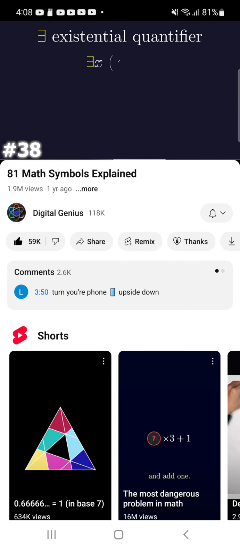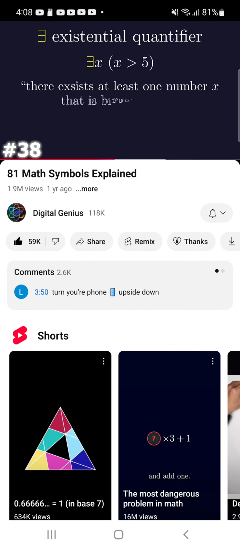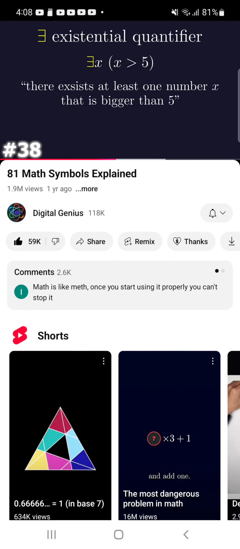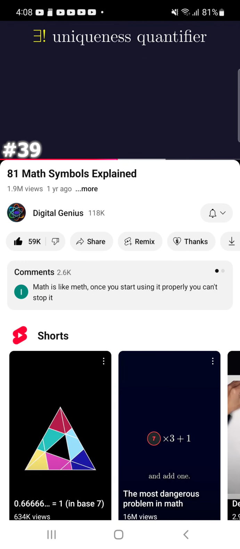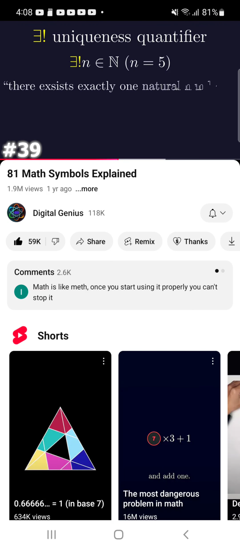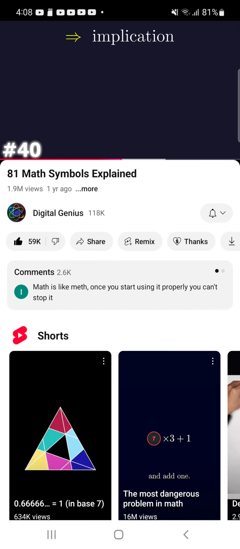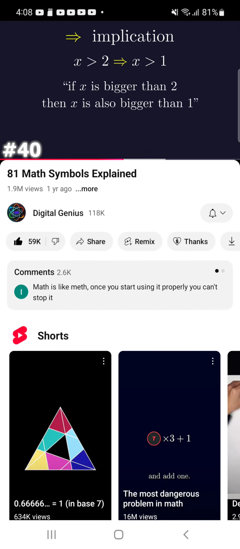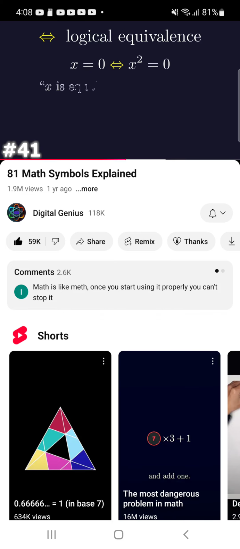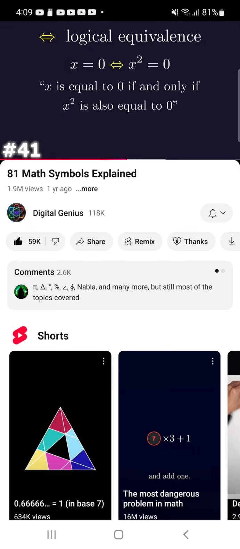The existential quantifier asserts that there exists at least one element in a given domain for which a particular statement holds true. Uniqueness quantifier is used to assert that there's exactly one element in a given domain for which a particular statement holds true. Conditional operator denotes an implication between two statements. If the first statement is true, then the second is also true.